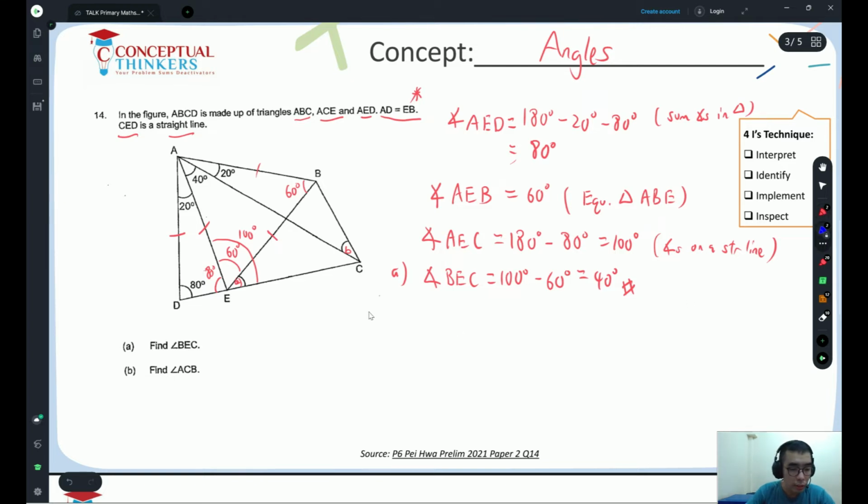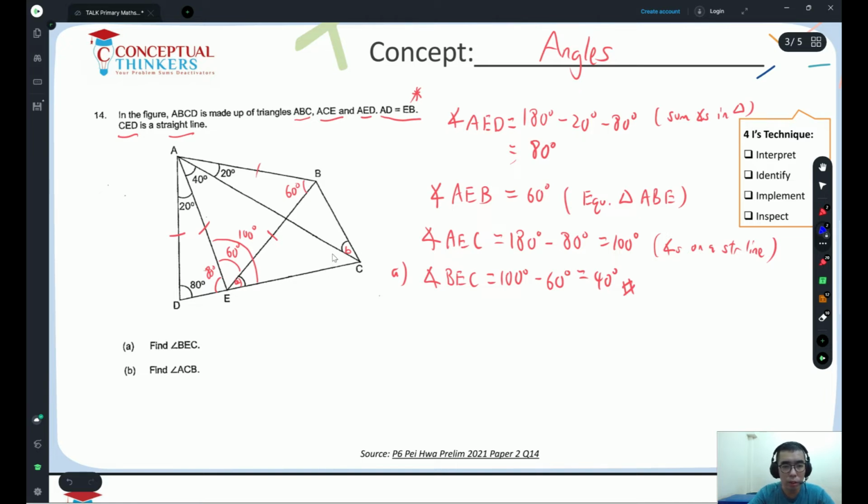Okay. Now next, let's analyze how to solve part B, which is this angle here. Initially when I solved this question, I kept thinking about focusing on triangle ABC, because if I can find angle ABC, I solve the question. So this is my thought process. But I noticed that it's not possible to find angle ABC or even angle BCE directly.